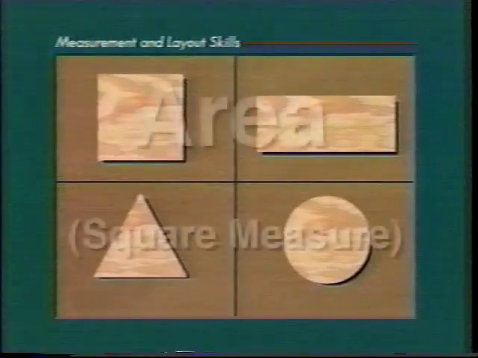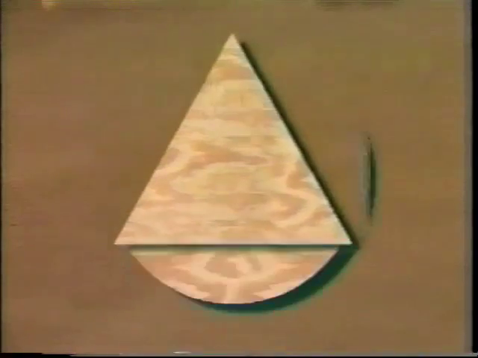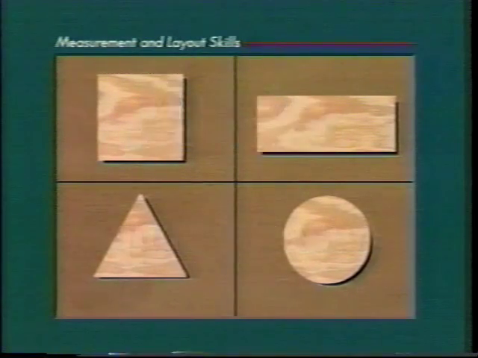Another common calculation is the area or square measure of objects or layouts, such as squares, rectangles, triangles, and circles. The worker can easily determine the area or square unit of measure for each layout by applying a simple formula for each shape. Let's look at each shape and determine its surface area.